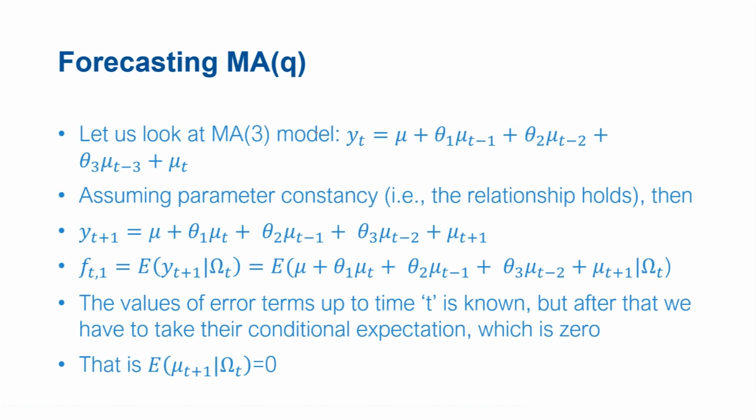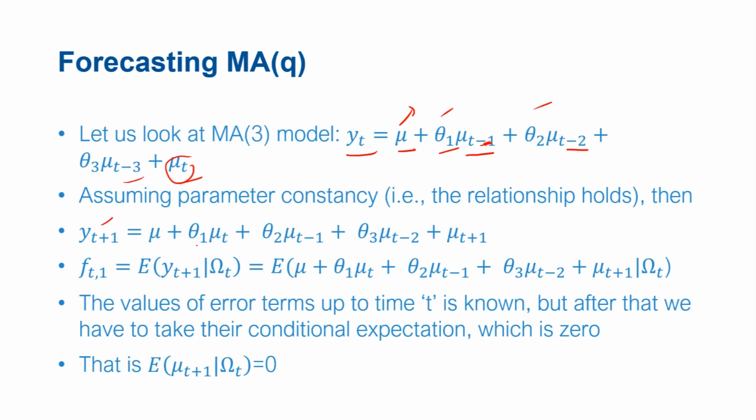Let us take a simple example of an MA(3) process: yt equals mu. This is the constant term, which we assume is some kind of long-term constant value known to us from historical experience. And then three terms mu t minus 1, mu t minus 2, mu t minus 3 and their coefficients theta 1, theta 2, theta 3, and the current information or innovation shock mu t. We'll assume parameter constancy, that theta 1, theta 2 and theta 3 will remain unchanged as we move ahead into the future. So if this relationship holds, the one step ahead forecast yt plus 1 will be obtained by simply adding 1 in this subscript.